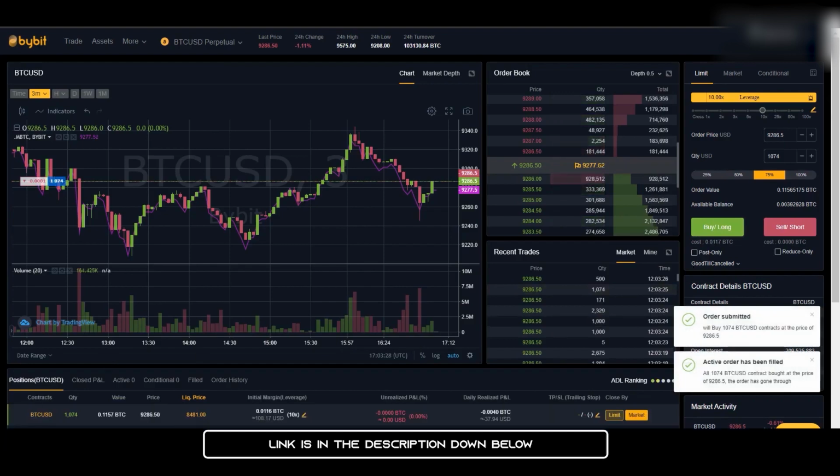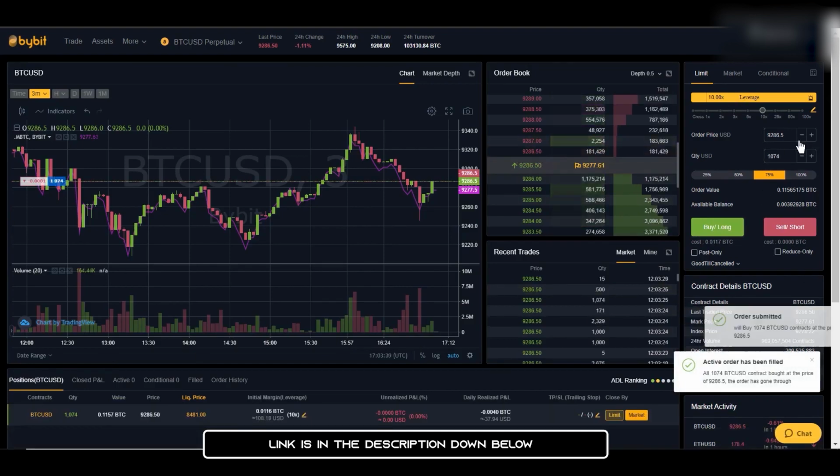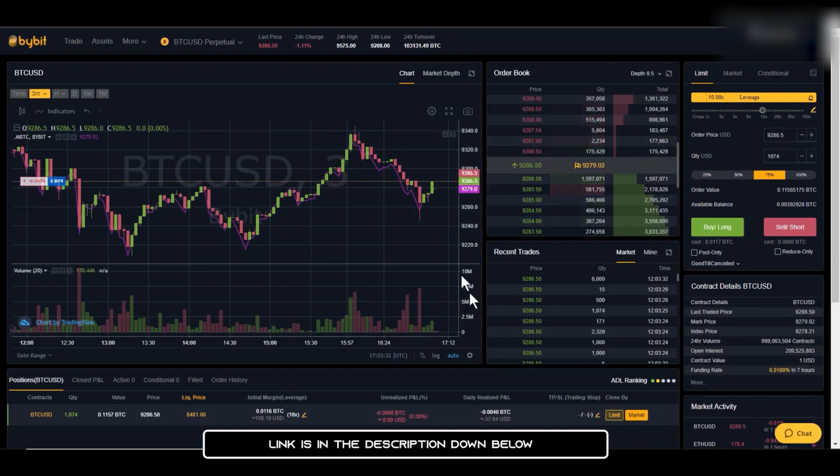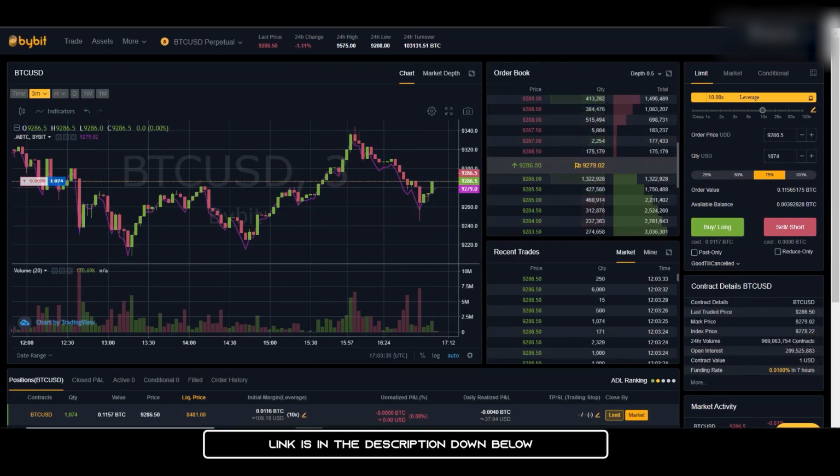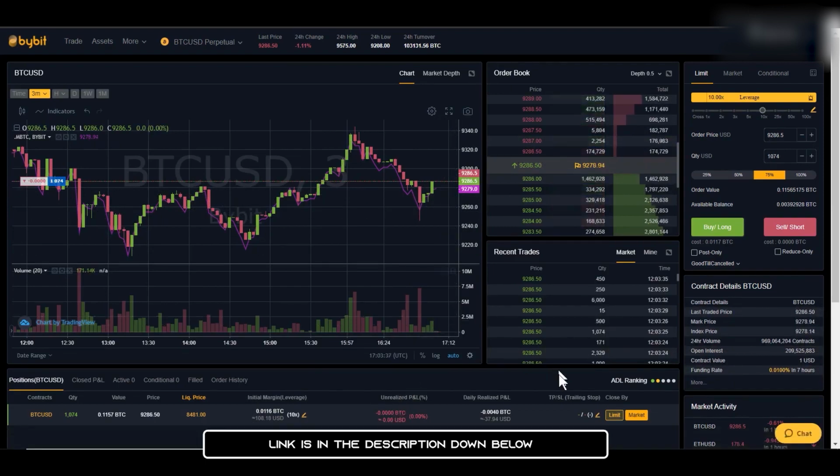And I've been filled because my limit order was right at the same market of what the price is currently. So I got filled, and now I am in, guys. I'm now trading Bitcoin. And whether this goes up or down, that is in the market, but hopefully from here on out it goes up and I can make.